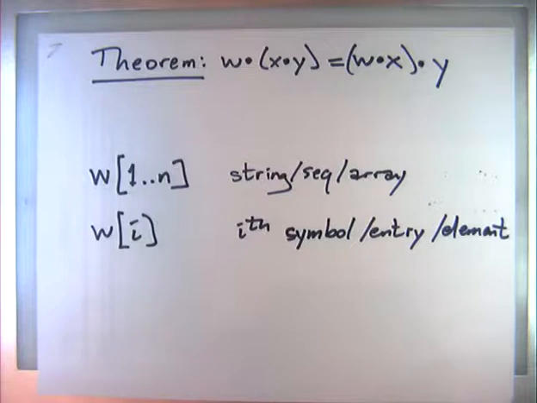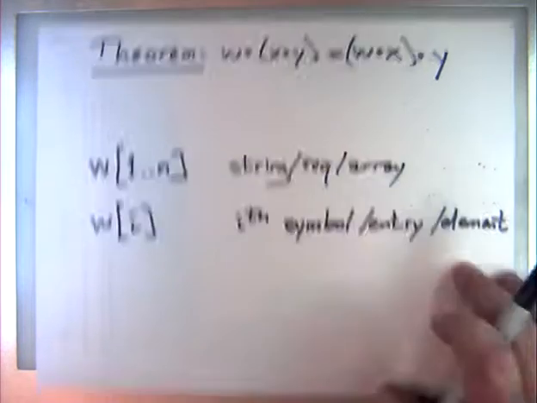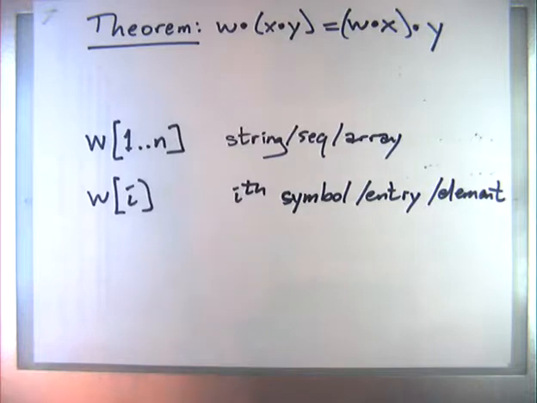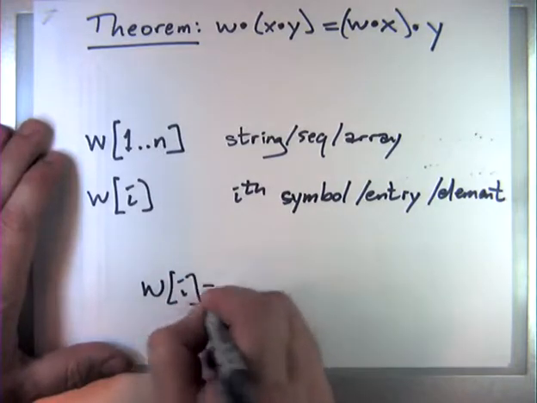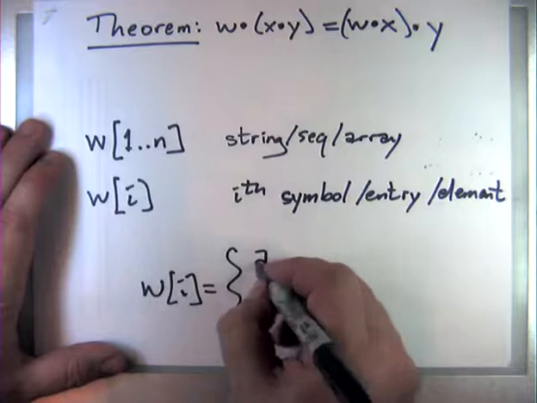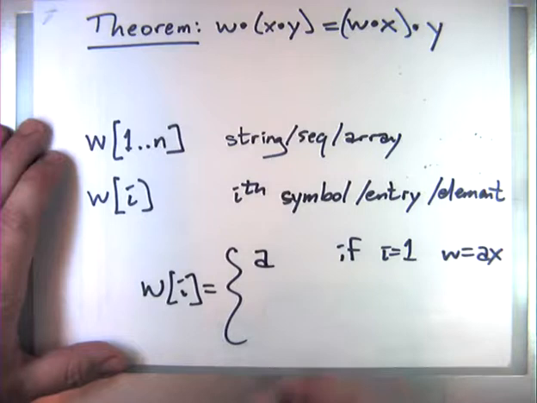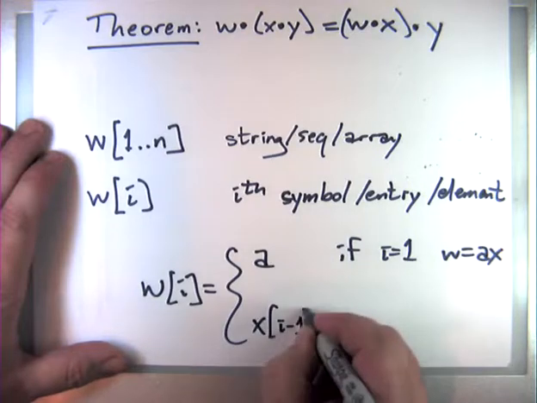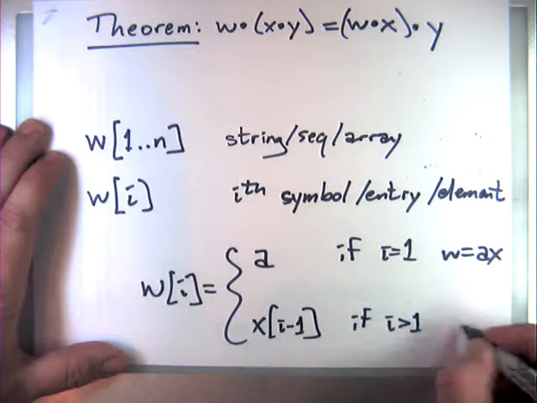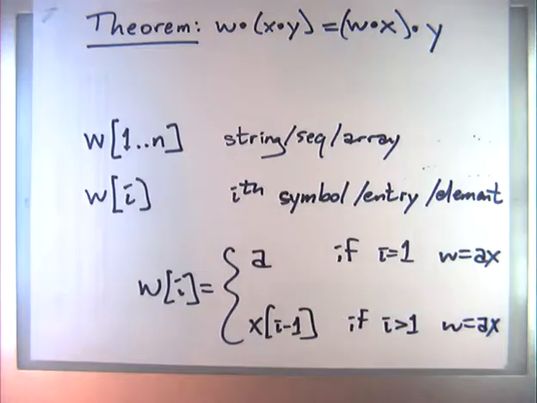And this notation has a formal definition, which is what you would expect. So W of I is either A, if I equals 1 and W equals AX, or it's X sub I minus 1 if I is greater than 1 and W is equal to AX. You'll notice that it's not defined when the string is empty, because that index has to be something between 1 and its length. Yeah? Is the array 1 indexed? The array is 1 indexed in this case.